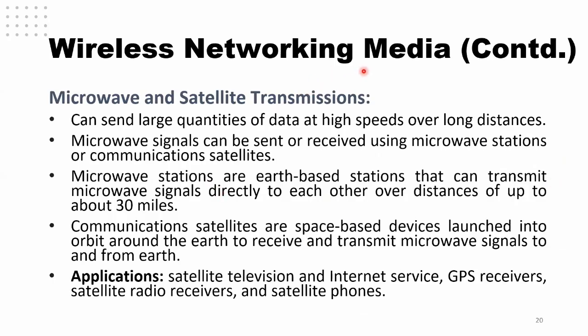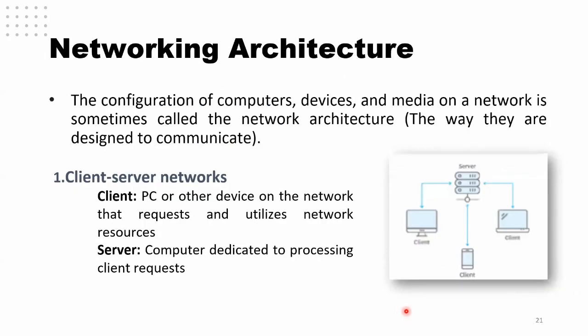Then the next type of wireless networking media is microwave and satellite transmission. They can send large quantities of data at high speed over long distances. Microwave signals can be sent or received using microwave stations or communication satellites. So these technologies are applied in satellite television systems, GPS systems and satellite phones. So that's about the different networking media.